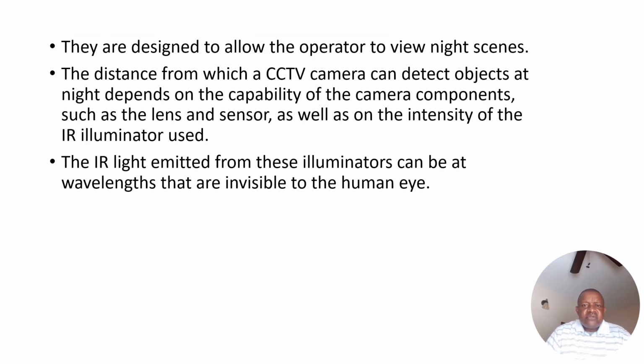These cameras are designed to allow the operator to view night scenes. The distance from which a CCTV camera can detect objects at night depends on the capability of the camera components, such as the lens and sensor, as well as on the intensity of the infrared illuminator used. The infrared light emanated from these illuminators can be at wavelengths that are invisible to the human eye. Those are finer details that you need to research further to understand that statement.